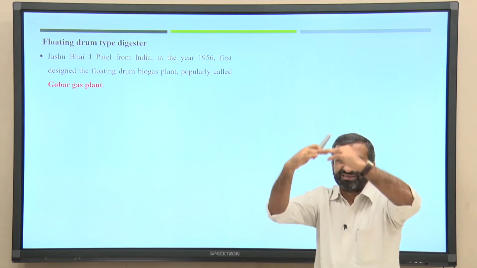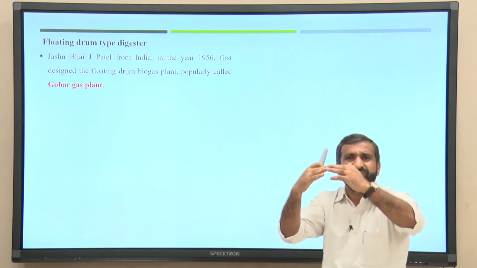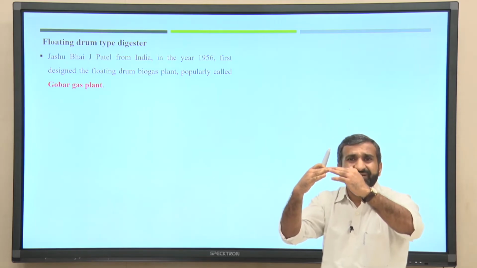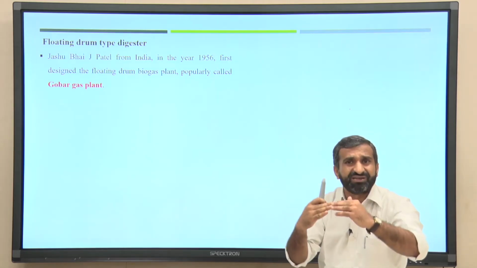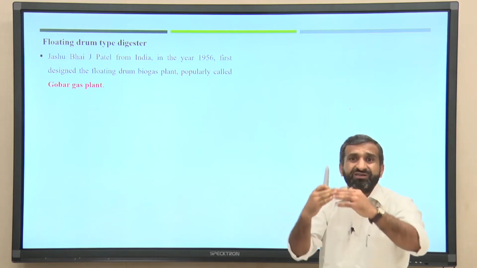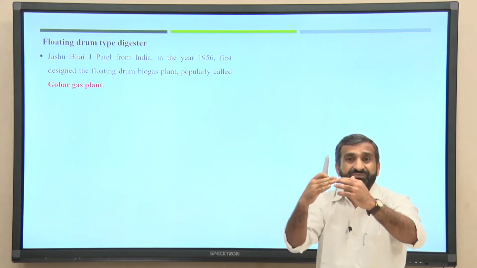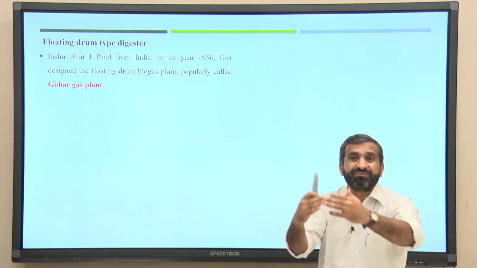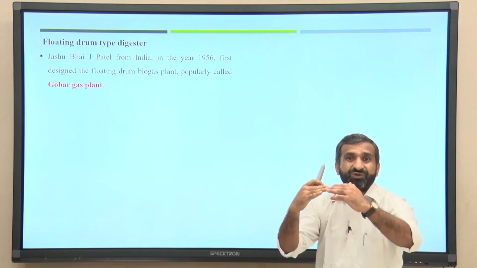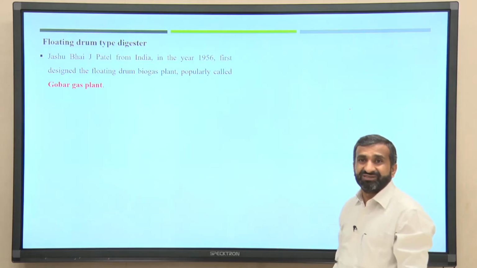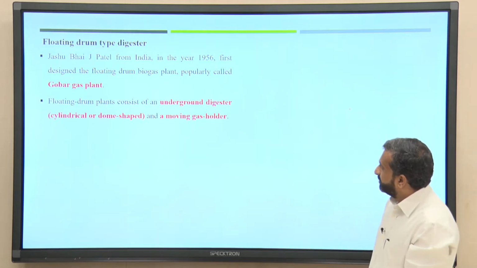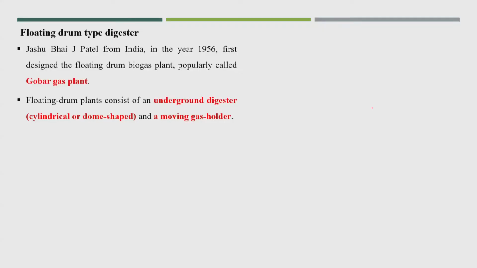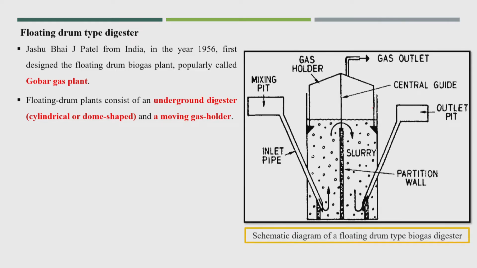Likewise, to avoid leakage, you need not make this dome from any civil construction material, because it has to float. So you can use metal for construction of this kind of dome, or we can also use some plastic, so that we can reduce the leakage of the gas. A floating drum plant consists of an underground digester, maybe cylindrical or dome shaped, and a moving gas holder. So, that was his idea.